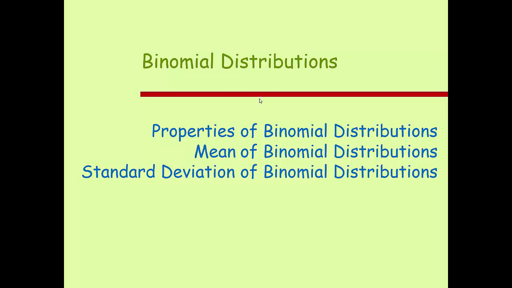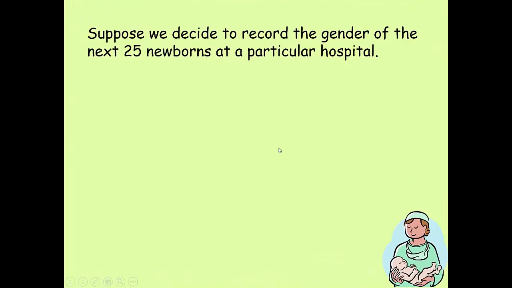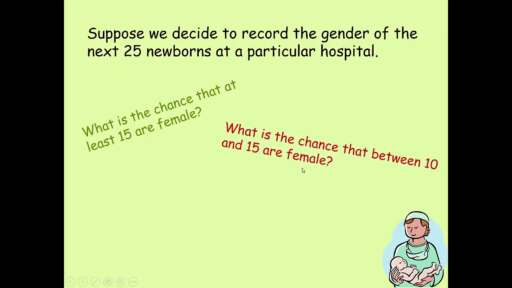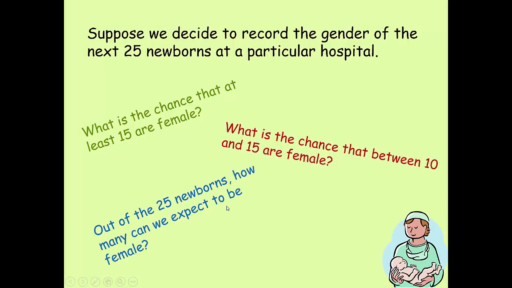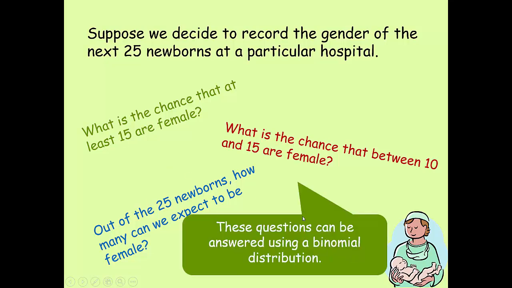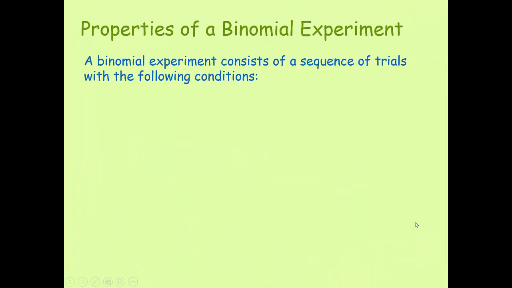Let's look at a different type of distribution, a binomial distribution. Suppose we decide to record the gender of the next 25 newborns at a particular hospital. What is the chance that at least 15 are female? Or what's the chance that between 10 and 15 are female? Or out of the 25 newborns, how many can we expect to be female? We can answer these questions with a different type of distribution called a binomial distribution.